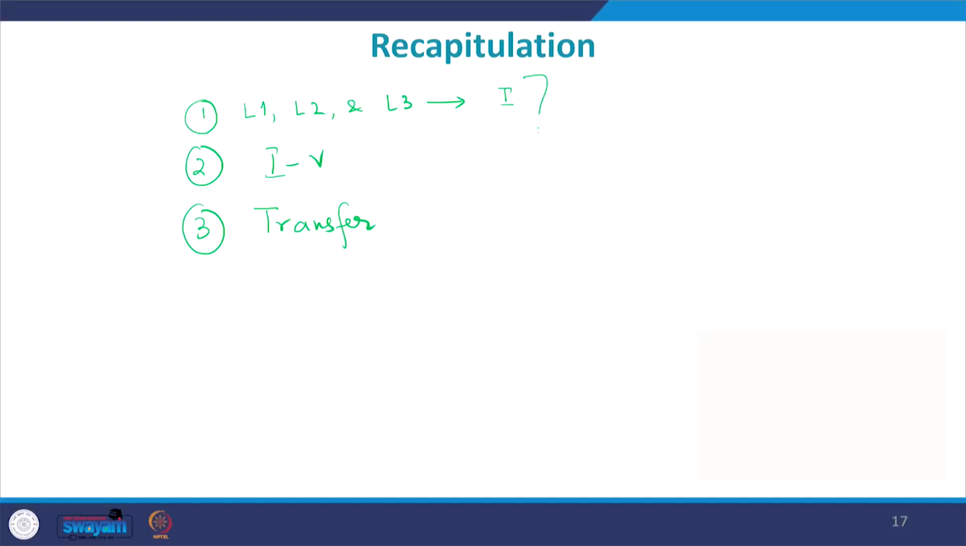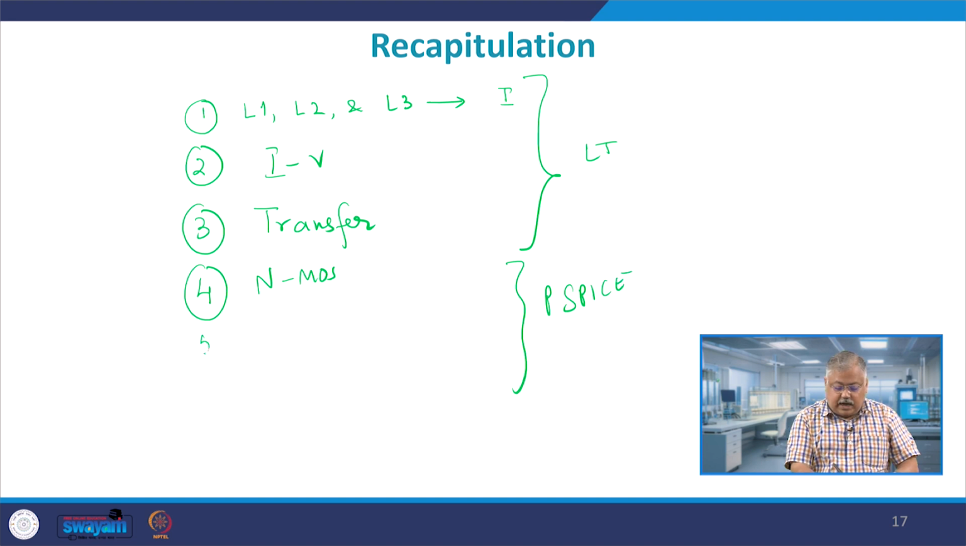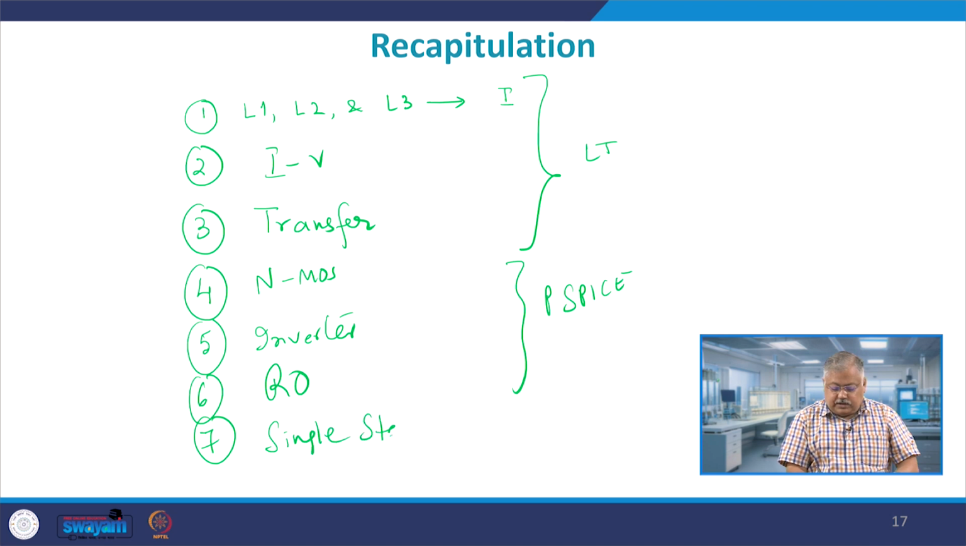This was all on LTspice. Then on PSpice we looked into the NMOS transistor, and then we went into the characteristics of a CMOS inverter, and these are all long channel by the way. Finally we went for the ring oscillator, and the last was the single stage CMOS amplifier.